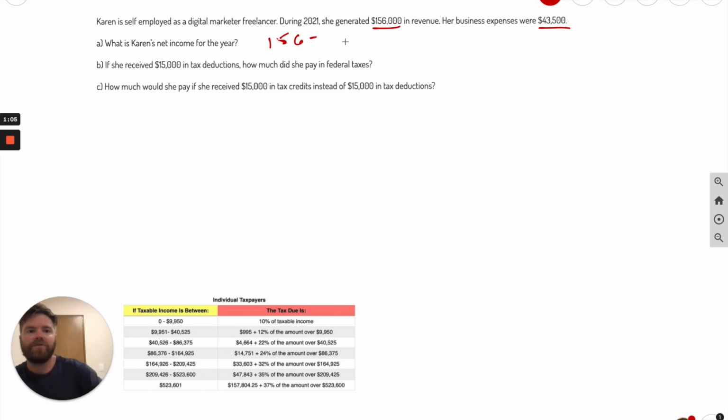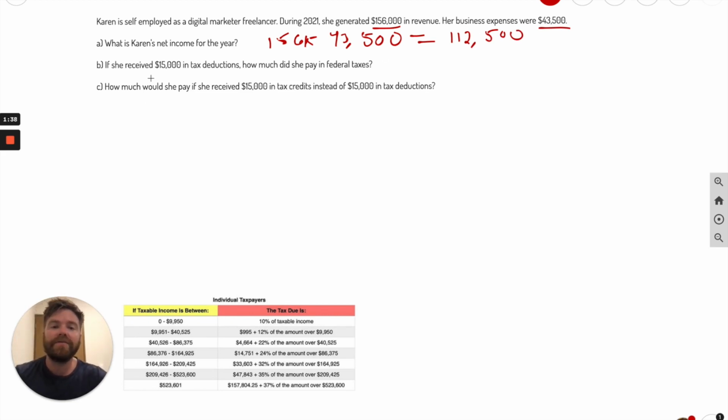Okay, I'm going to subtract out her expenses. So $43,500, and that's 156K or 156,000. Subtract that out and see what we get here. So 156,000 minus 43,500, and we get 112,500. So that's her income. Now we're going to use this number for letter B.